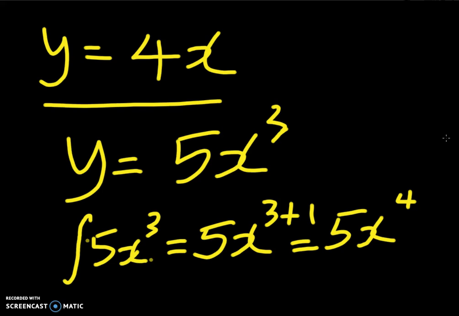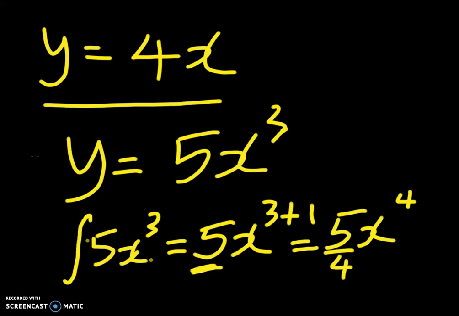So 3 plus 1 gives you 4, and in order for us to get the number 5 again from the derivation, we need to add over 4. So 5 over 4 x to the power of 4. So when 5 over 4 is multiplied by 4, we get 5, and 4 minus 1 gives you 3.